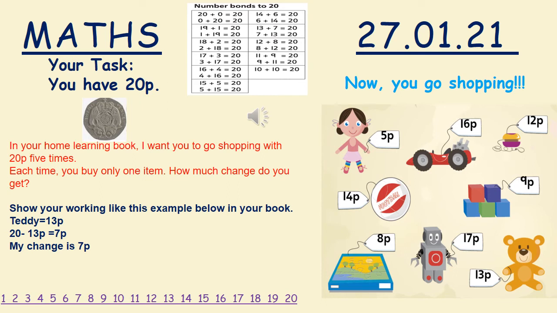Okay, for your first task, you have 20p. I want you to go shopping 5 times. Look at the shop, pick one item at a time. You go shopping one at a time. You pick one item and find how much change from 20p. Do it in your home learning book. I've given you an example of how you can set out your work. Okay? Do that 5 times. That's your first task.